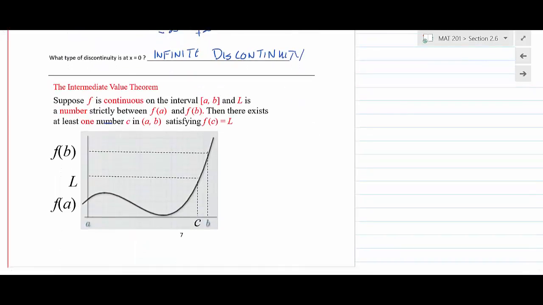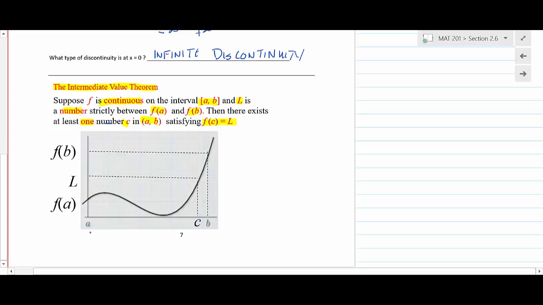Next thing we want to go over is what we call the intermediate value theorem, which is actually very simple. It's very logical. It says you have a continuous function on an interval [a, b], and L is a number between f of a and f of b. Then there exists at least one number c in the interval a to b that satisfies the condition that f of c equals L.